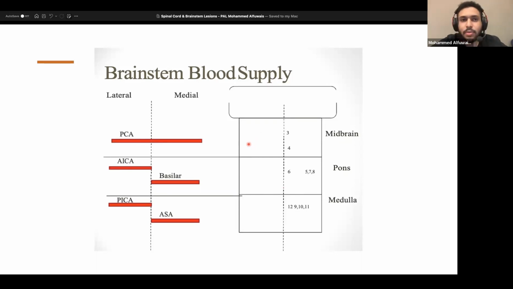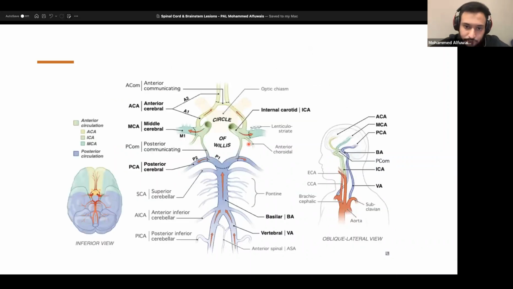You need to know the blood supply because usually how they might test you is they give you signs and symptoms of a part of the brainstem that's damaged. They might ask you, what's the blood supply of this region? Okay, that's just a question that they might ask you. So you need to know the blood supply in this regard. So for example, if they give you a lateral pontine lesion, you might need to know, okay, lateral pons is supplied by the anterior inferior cerebellar artery. Okay, so stuff like this. So you need to master this. Okay, so that's that. Any questions regarding this?